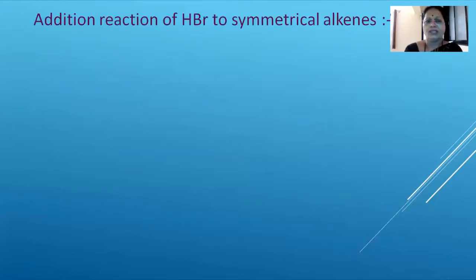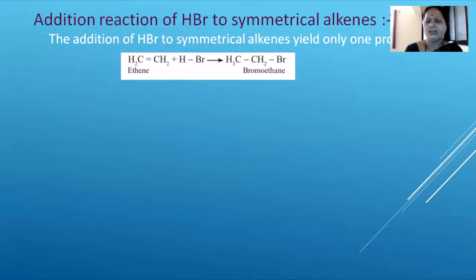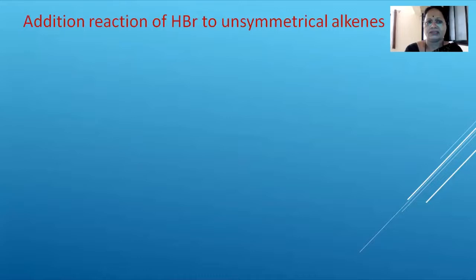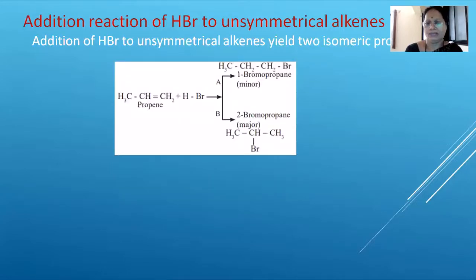Okay. Now, in this reaction, addition of HBr to symmetrical alkene, for example, ethene plus HBr, gives only one product, bromoethane. Fine. If alkene is unsymmetrical like propene, then it gives two products. One product is 1 bromopropane and second is 2 bromopropane.